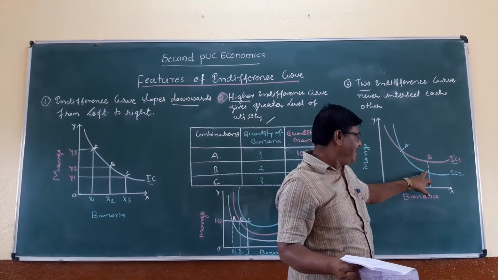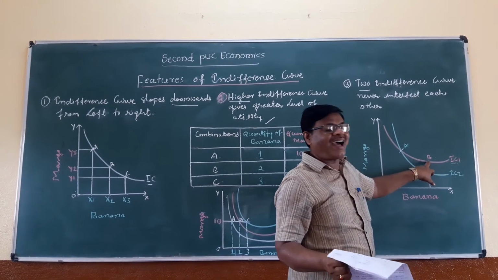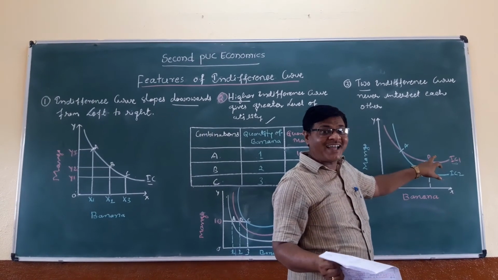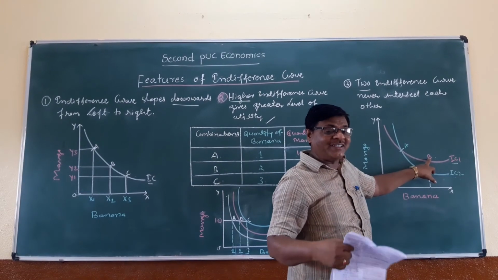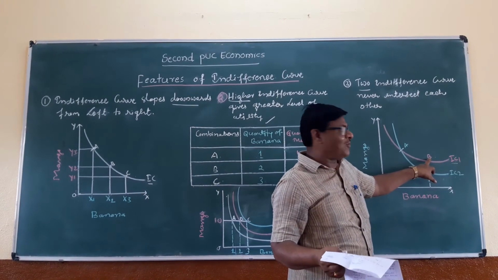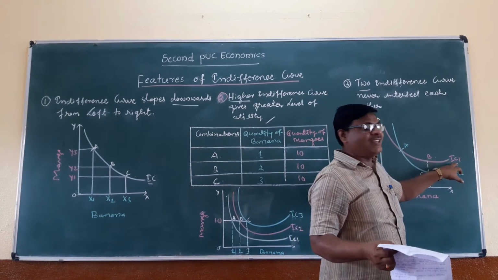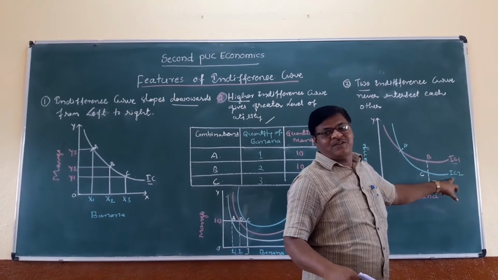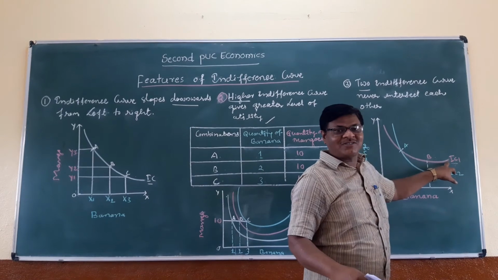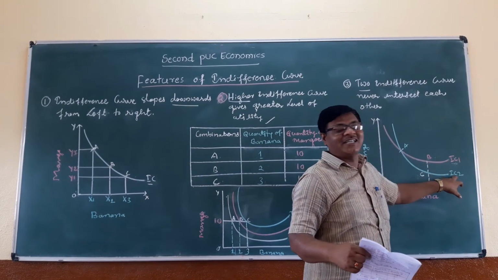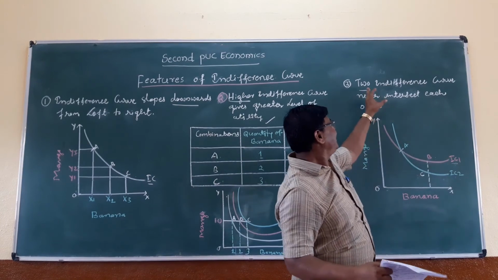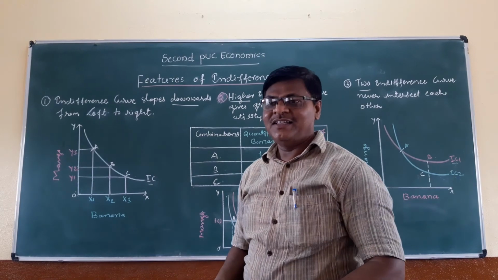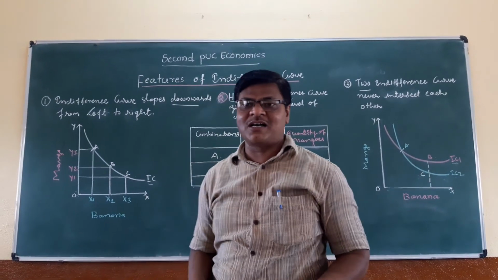B indicates a higher level of satisfaction than IC2, because the consumer has more mangoes and more bananas. Therefore, IC1 shows more satisfaction than IC2, or the IC1 indifference curve gives more satisfaction than IC2. So in this case, the indifference curves never intersect each other. These are the three important features of indifference curves.